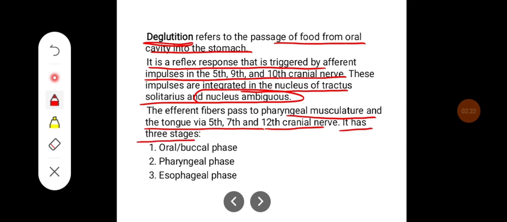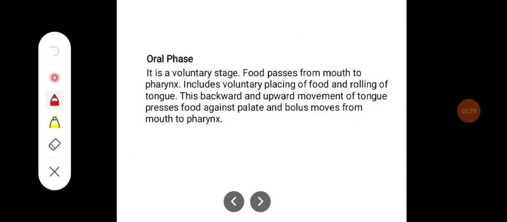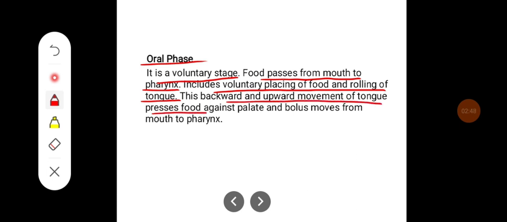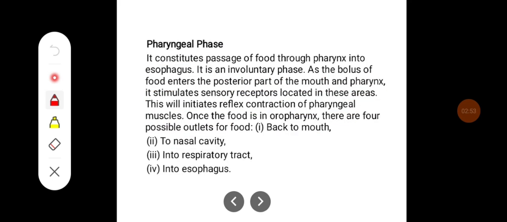Deglutition has three important stages: the oral phase or buccal phase, the pharyngeal phase, and the third one is the esophageal stage. Oral phase. The oral phase is a voluntary stage. The food passes from the mouth to the pharynx here. This phase includes voluntary placing of food and rolling of the tongue. This backward and upward movement of the tongue presses the food against the palate, and the bolus moves from the mouth to the pharynx.